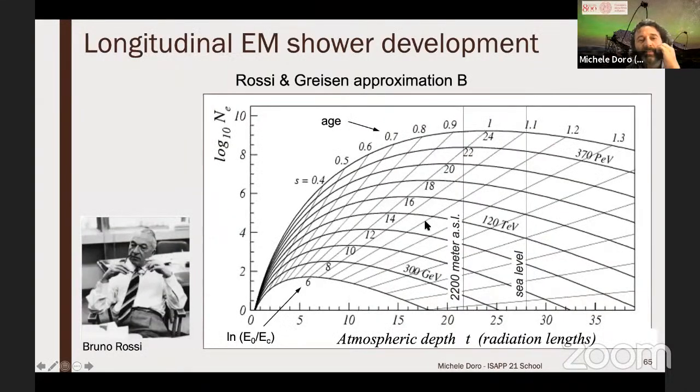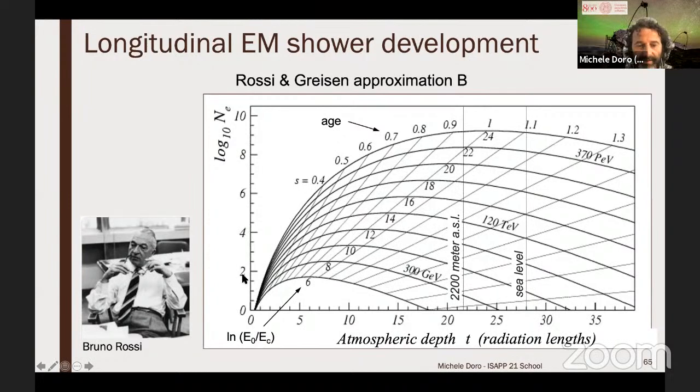So let's look at this plot that was produced by Bruno Rossi. I want to mention Bruno Rossi because he was the founder of the institute in which I'm working now, back in the 30s of the last century. He was a good experimentalist, very intuitive. It is the time of Fermi and his colleagues. And he was the first to study the air shower in detail, together with Greisen.